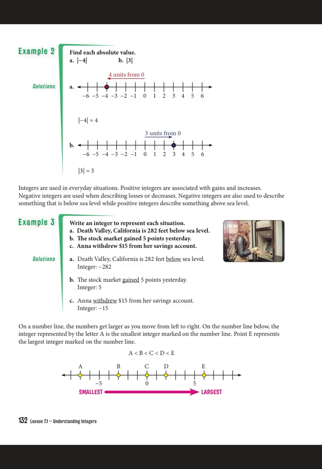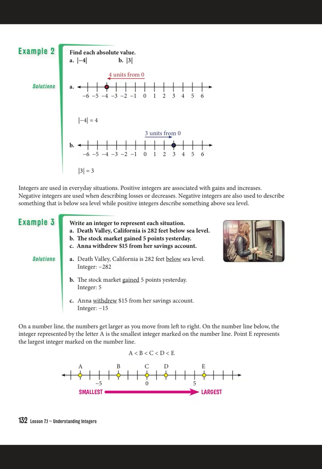Integers are used in everyday situations. Positive integers are associated with gains and increases. Negative integers are used when describing losses or decreases. Negative integers are also used to describe something that is below sea level, while positive integers describe something above sea level. So in example number 3, it says write an integer to represent each situation.